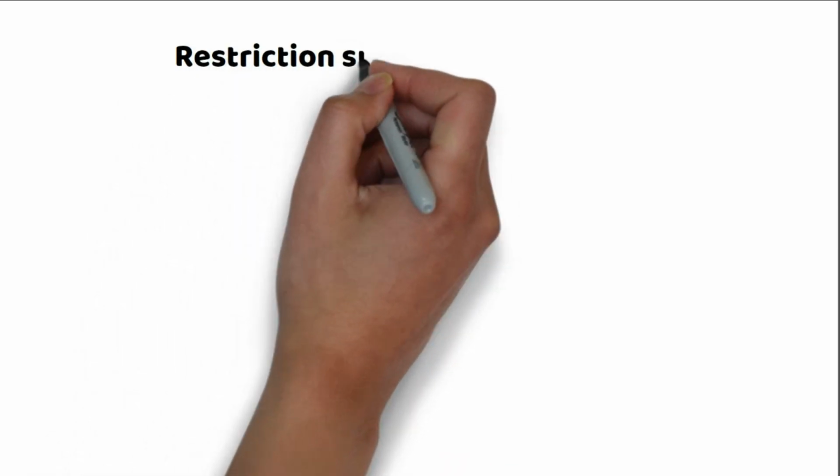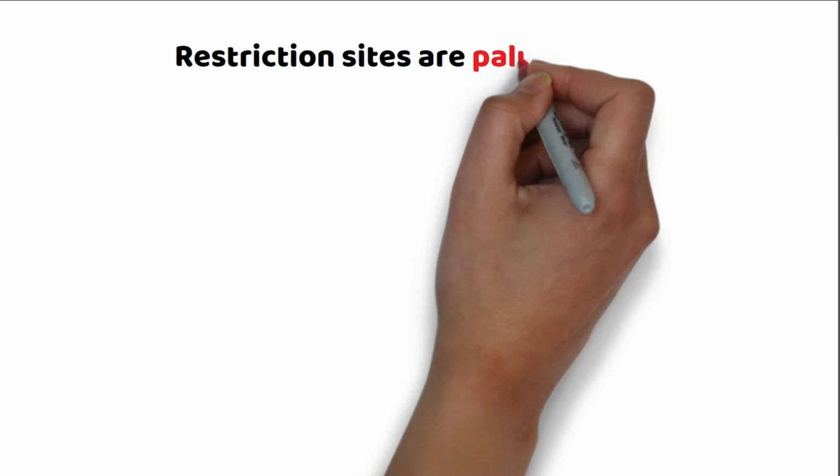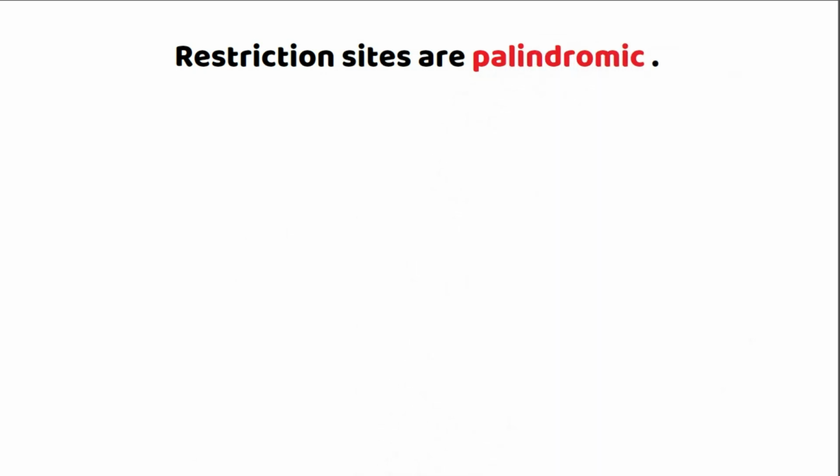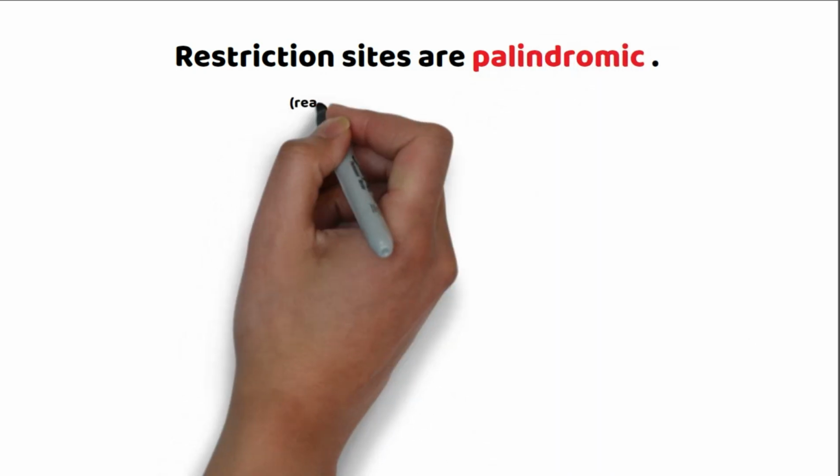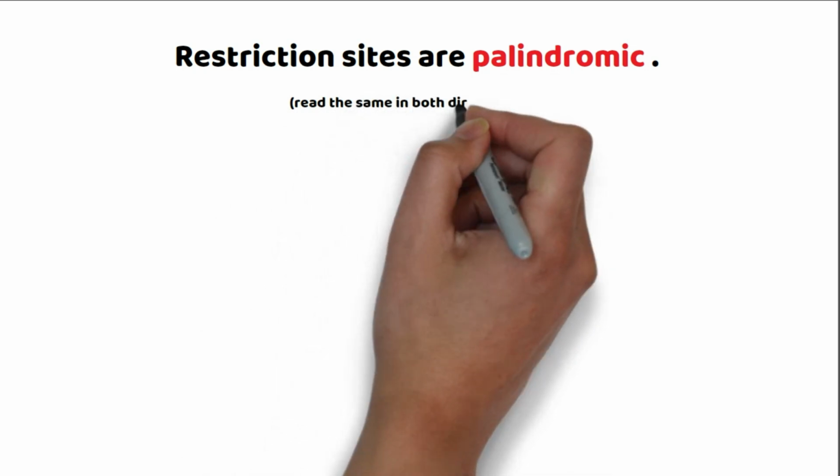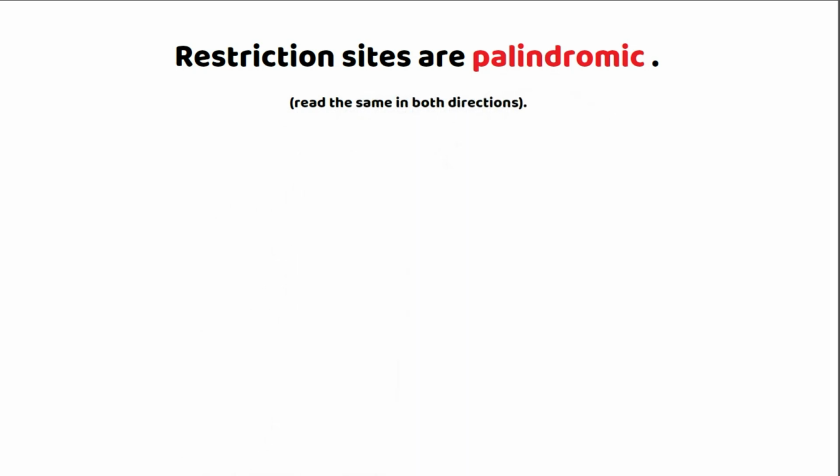Restriction sites are palindromic. What is meant by palindromic? They read the same in both directions. It means reading the word the same from left to right and from right to left, like level, civic, mom, dad. If we read these words from left to right, it is the same as from right to left.